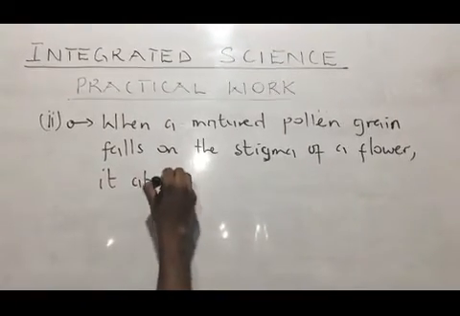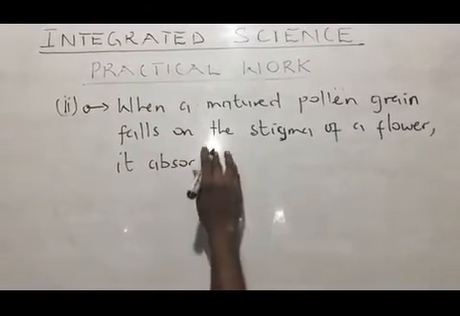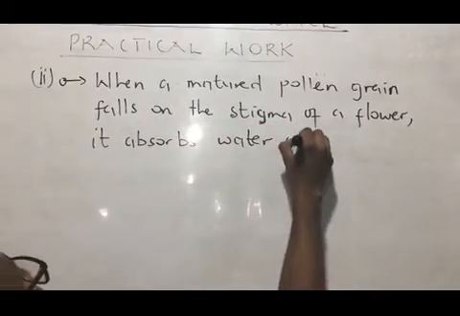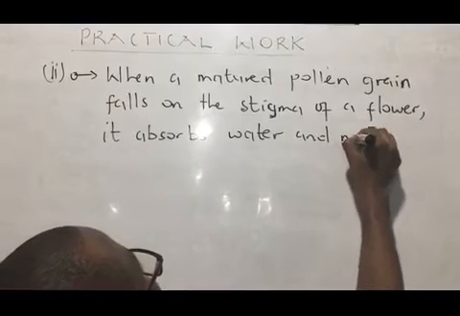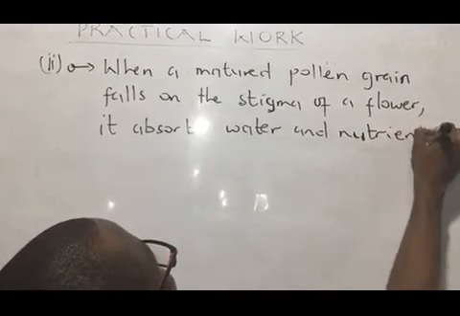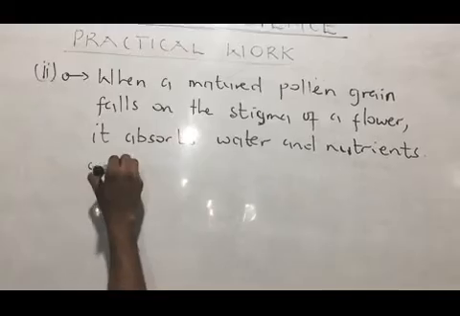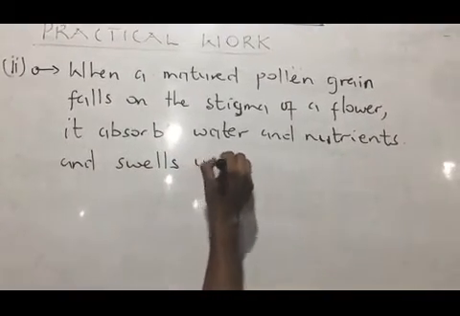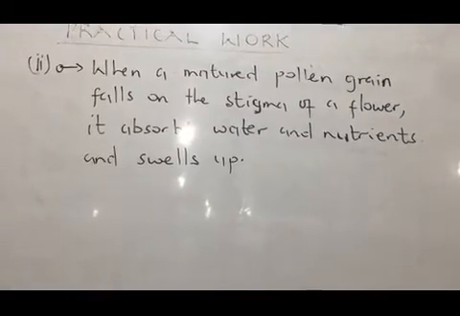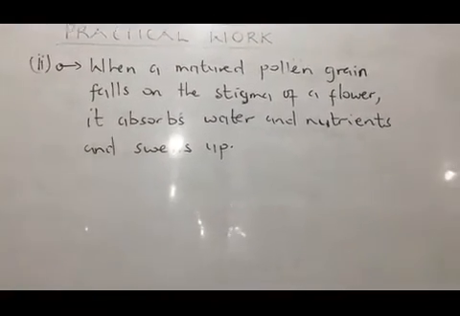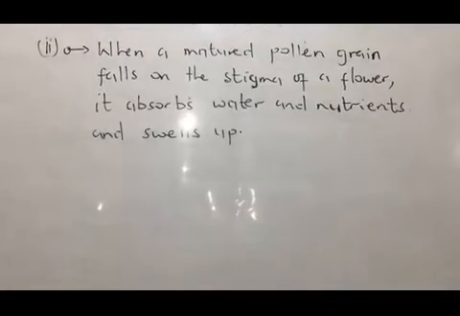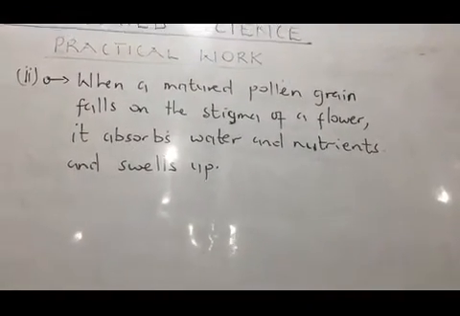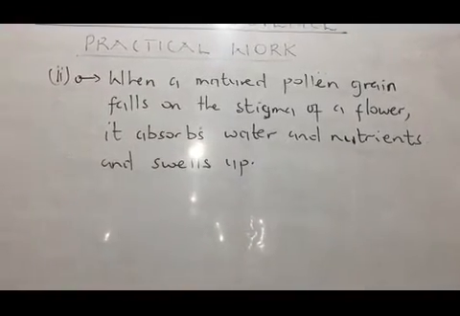it absorbs water and nutrients and swells up. So that's the first thing that happens. When the pollen grain lands on the stigma, it absorbs nutrients and water from the stigma. In the process, because it's absorbing water, it swells up.